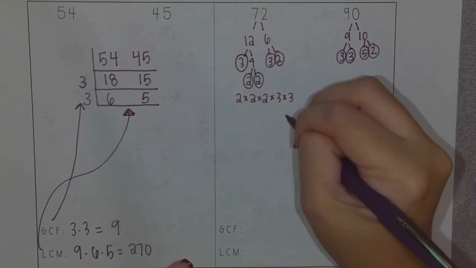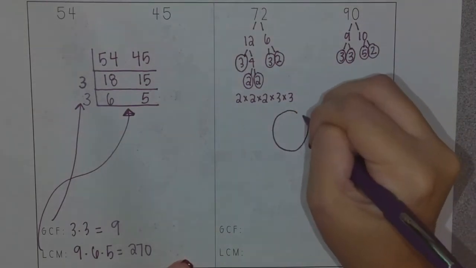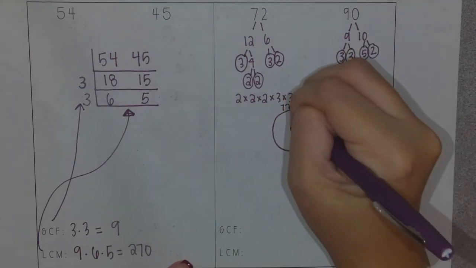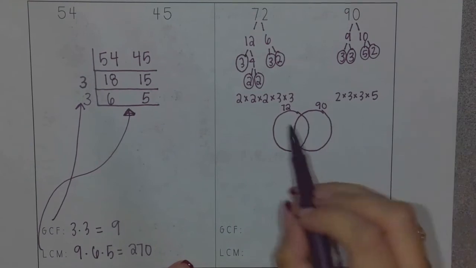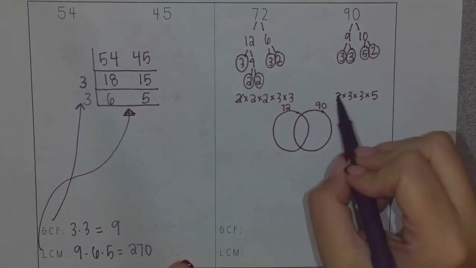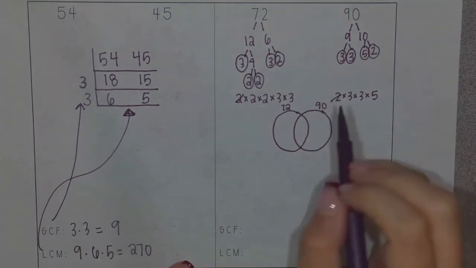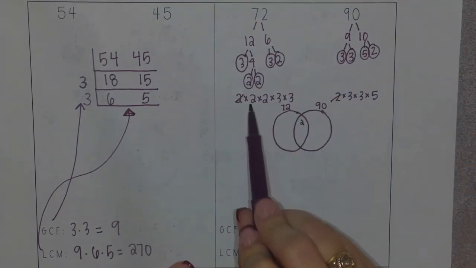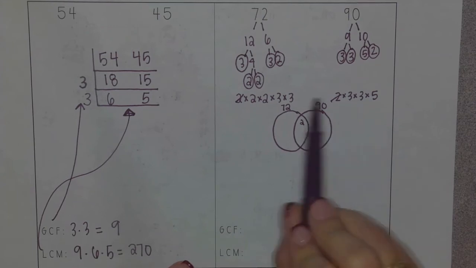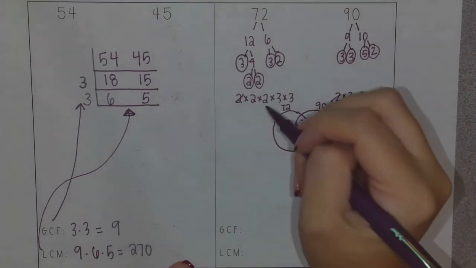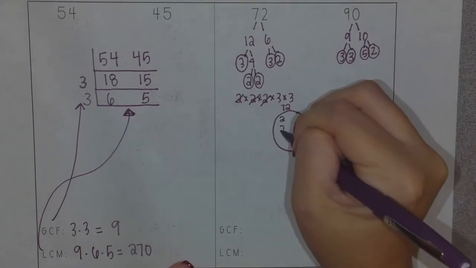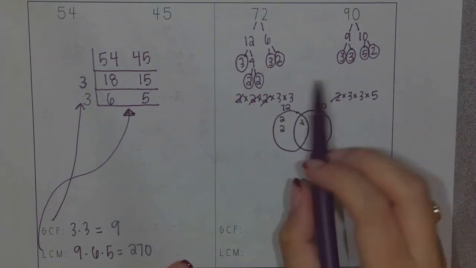So I'm going to build my Venn diagram. Again, just because of the way the problem is set up, I'm going to keep 72 on the left, 90 on the right. So to start off, they both have a 2 in common. So I'm going to scratch it out from both sides, put that 2 in the middle. 72 has another 2, but 90 does not. So the rest of the 2s, which is two 2s, belong just on the 72 side.